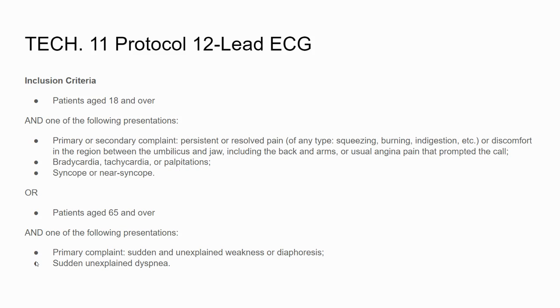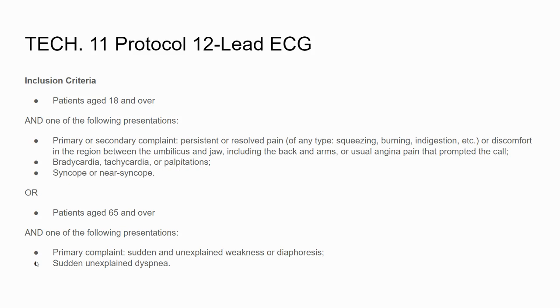If a patient is 18 years and older, and has one of the following presentations: primary or secondary complaint of persistent or resolved pain of any type, squeezing, burning, indigestion, etc., or discomfort in the region between the umbilicus and the jaw, including the back or arms, or usual angina pain that prompted the call, bradycardia, tachycardia, or palpitations, syncope or near syncope, or if the patient is 65 and over and has one of the following presentations: primary complaint, sudden unexplained weakness or diaphoresis, sudden unexplained dyspnea. Okay, so this is our protocol.